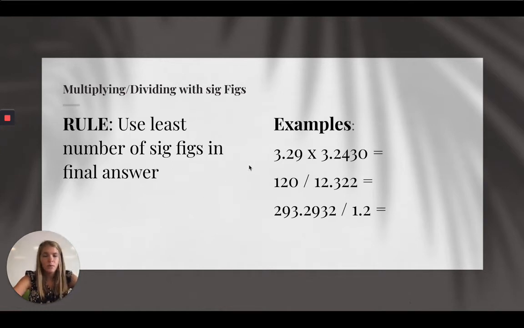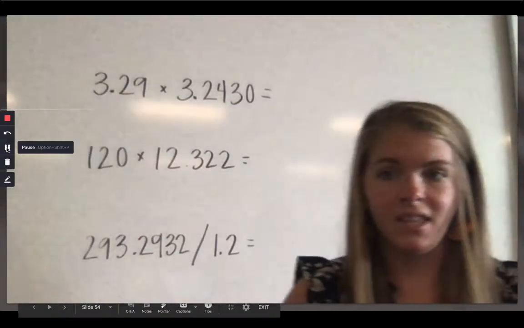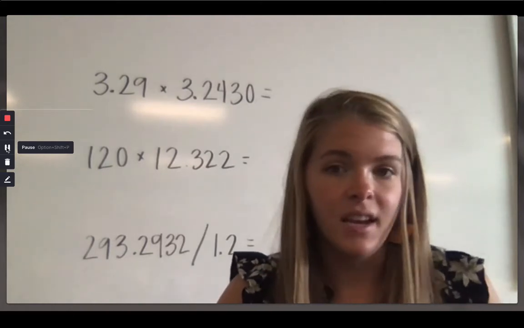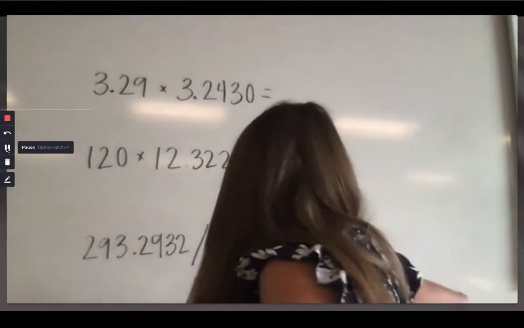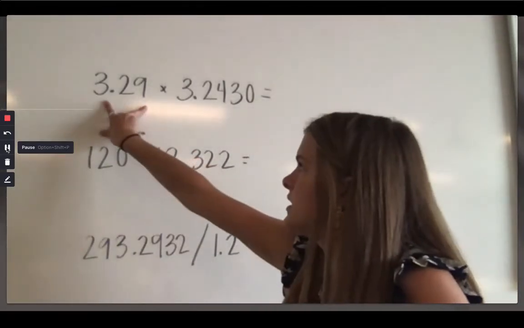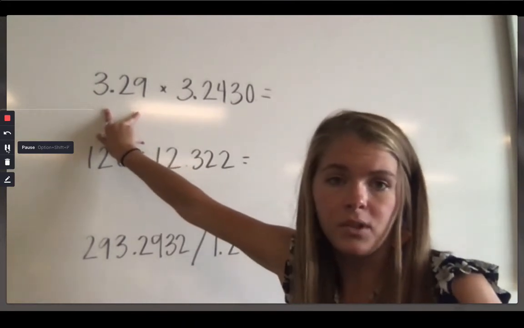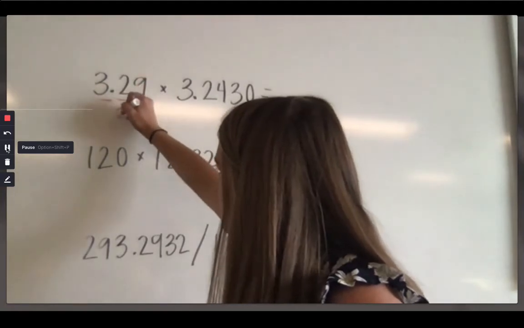Again, give me one moment while I write these numbers on the front board. Alrighty, let's do some practice with solving these problems. So remember, we're going to be looking at the total number of sig figs and using the least number of sig figs in our final answer. So we need to count how many sig figs are in this first number, 3.29. Remember, these are all whole numbers, so each of these is significant. So we have 1, 2, 3 significant figures.